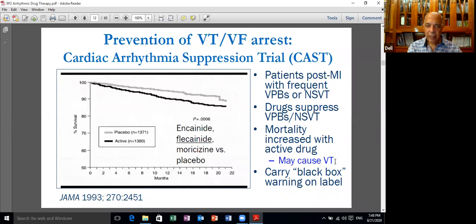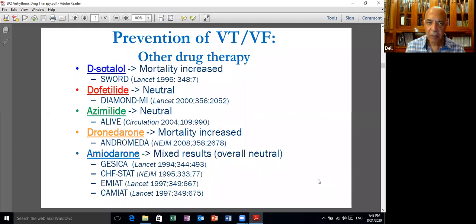As a result of that, the whole group of class 1 antiarrhythmic drugs got a black label from the FDA not to be used in patients with ischemic myocardium. And since then, we learned the lesson of proarrhythmia as a result of the CAST trial. So flecainide, the CAST 1C drugs, should not be used, and better, all class 1 drugs should not be used in a diseased myocardium, particularly the ischemic myocardium.